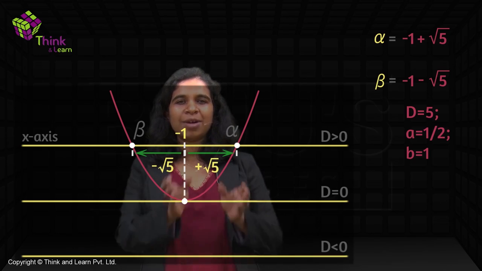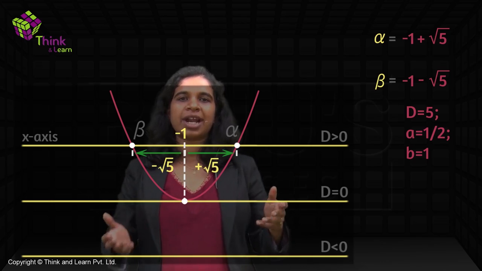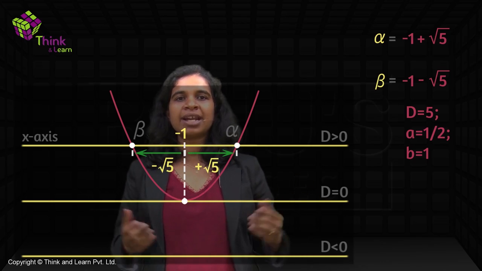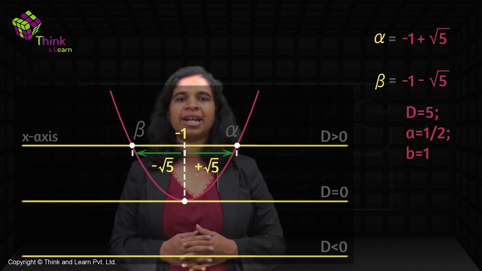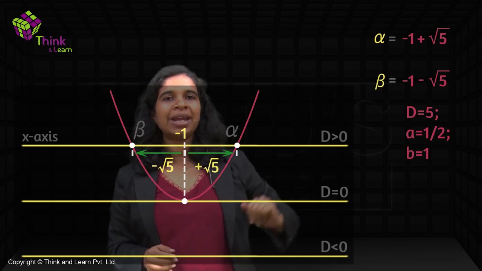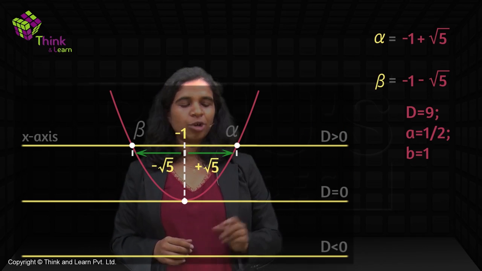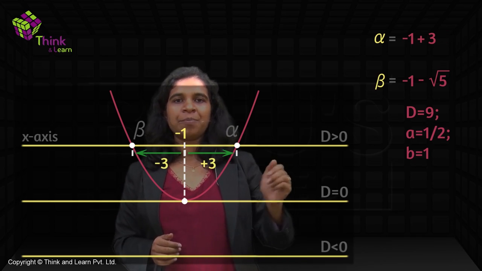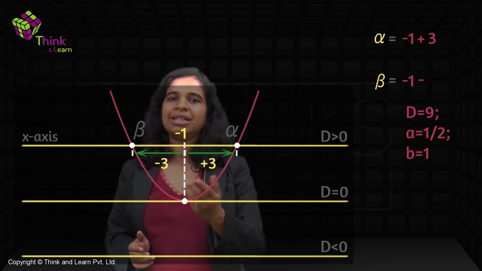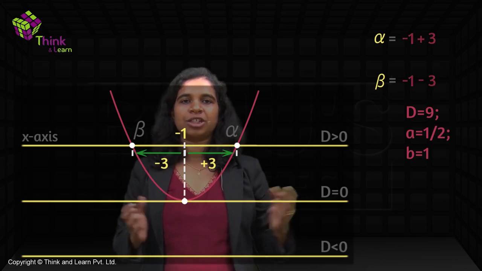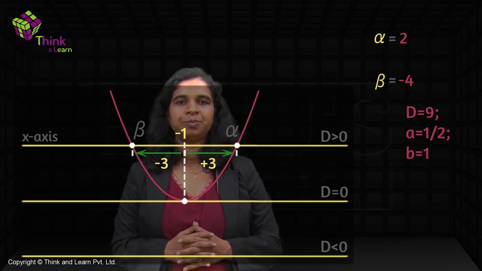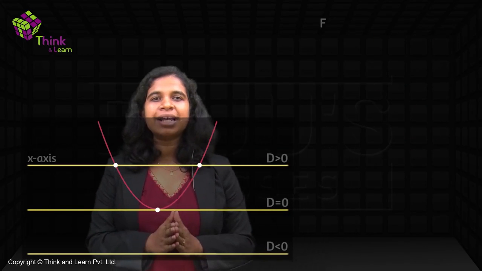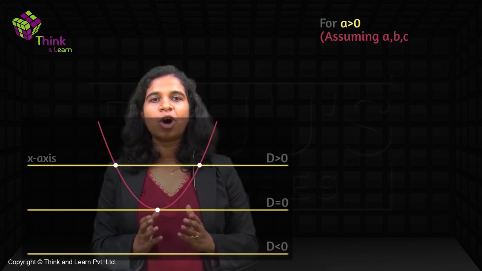And we understood why, right? Because it's the same distance. You're either adding it or subtracting it. If it is irrational, both will be irrational. If it is rational, both will be rational. Right? In the same example, if I make d equal to 9, this distance will become 3. Right? So your alpha will be -1 plus 3 and your beta will be -1 minus 3. So you will get -4 and +2. Both are rational.